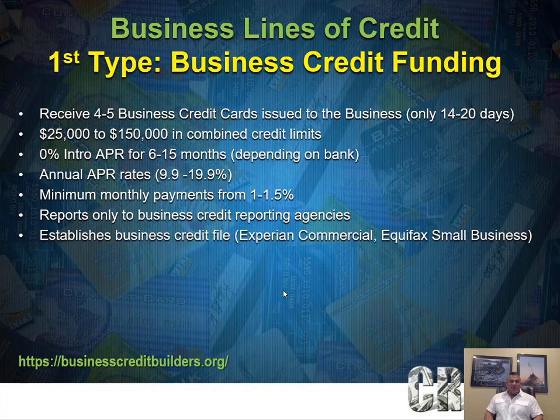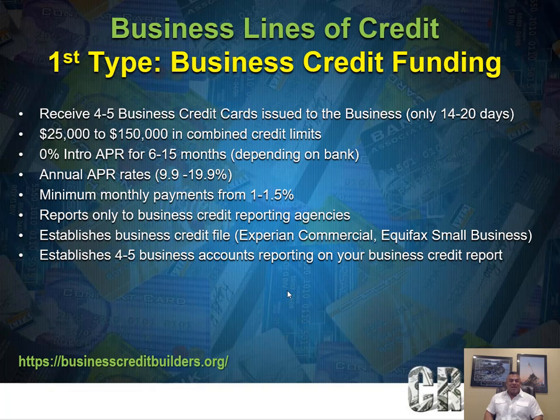They only report to business credit. This will help you establish your business credit file with Experian Commercial and Equifax Small Business. This is 4 to 5 business lines of credit reporting on your business credit report. So imagine what that'll do for you if you're a startup. Let's say you're a startup or you're an existing business and you have no credit file at all for your business. And let's say you have a 730 credit score, you have really good personal credit, and you say, you know what, let's get 5 cards for my business. We get you 5 business credit cards.